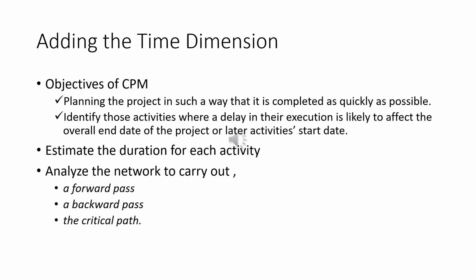There will always be at least one path through the network joining the critical events. Those critical events can be joined in the network and this path is known as the critical path.